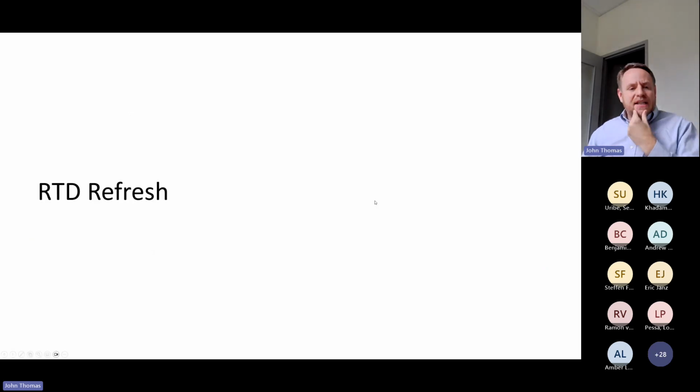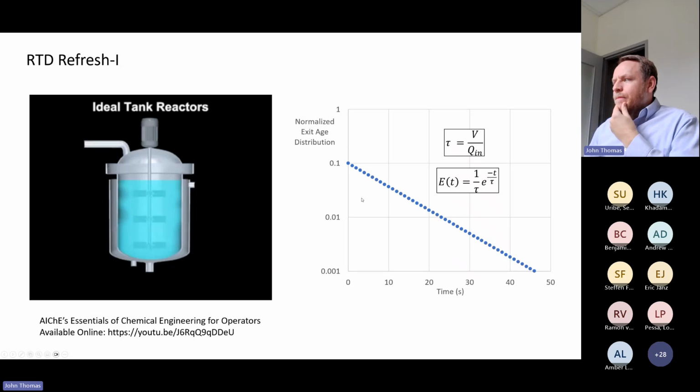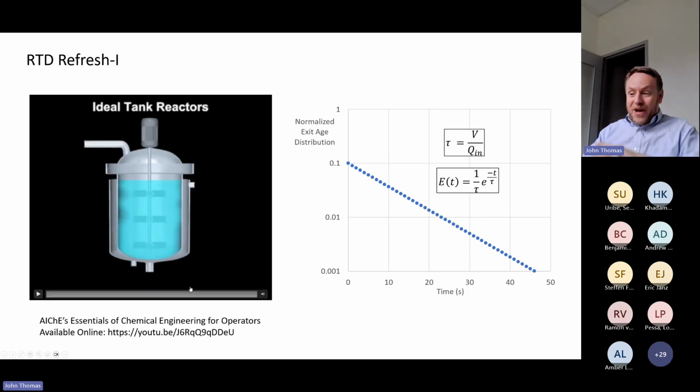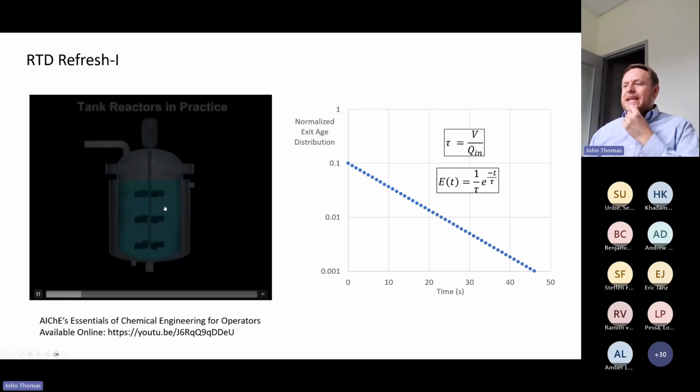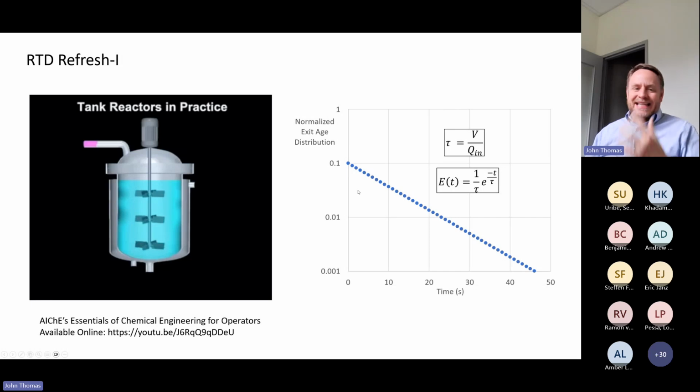Let's talk about this in the context of RTDs. So we're talking about open systems today. And this is kind of Chemical Engineering 101. Go on to AIChE's Essentials of Chemical Engineering for Operators. One of the first topics is residence time distributions and what we're expecting to see inside vessels. In many cases, when we're looking at open systems and trying to characterize the performance of these particular systems, we characterize that performance using an exit age distribution or residence time distribution, sometimes used synonymously and colloquially.